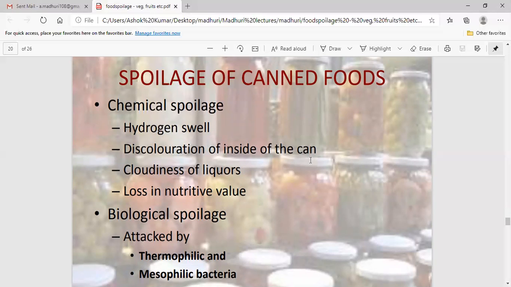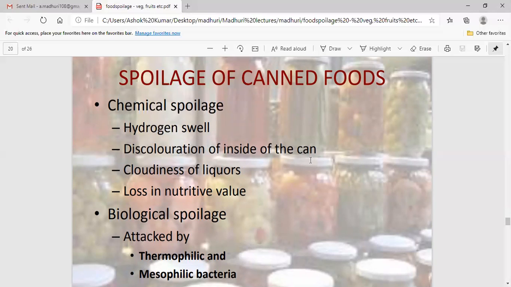They will be kept in the can. Food will be kept in the can, and that can will be subjected to some heat treatment. Such foods are called canned foods. Okay. Now, how can these canned foods be spoiled? First one is chemical spoilage, and next one is biological spoilage.